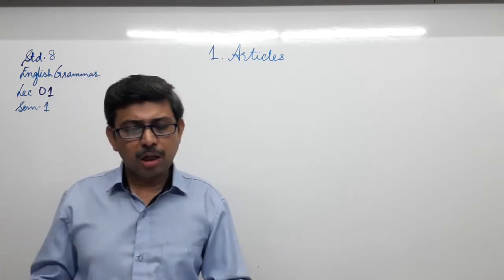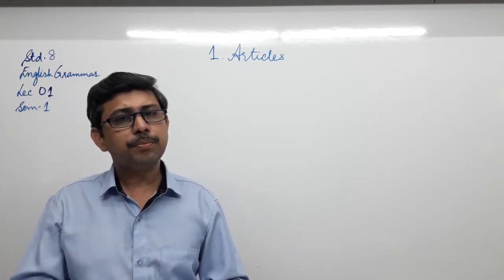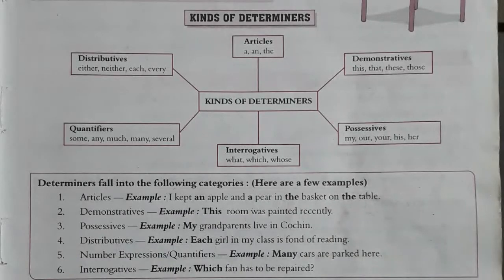To give you a better understanding of this, let me show you another image giving you an idea about determiners and the definite and indefinite articles. Have a look at your screen. Kinds of determiners, the image being shown to you as a chart, a diagram over here. You just read about determiners from the class 7 text.